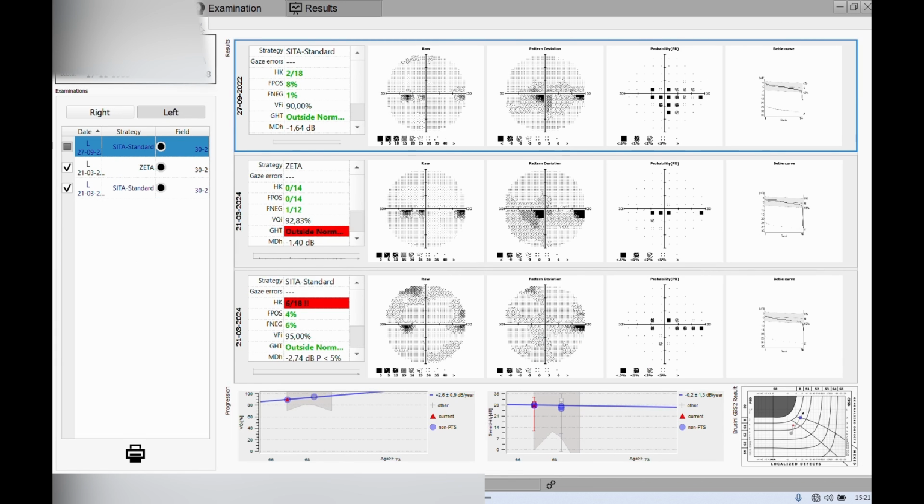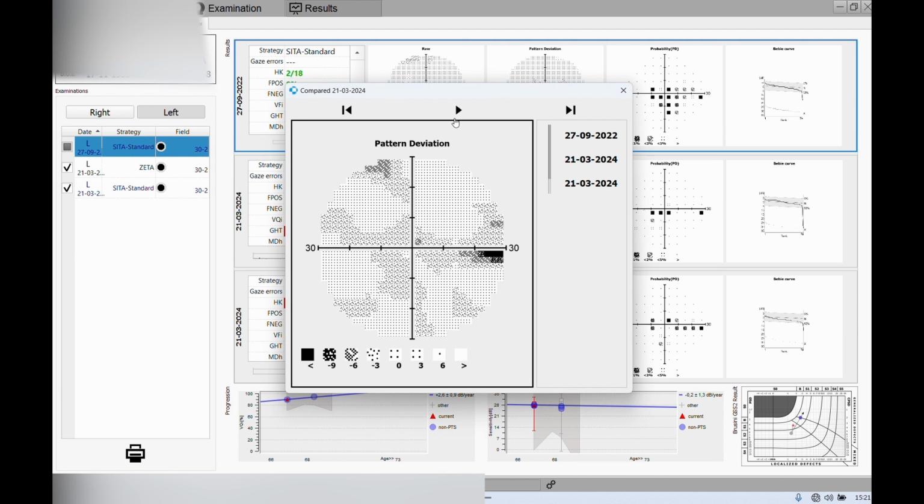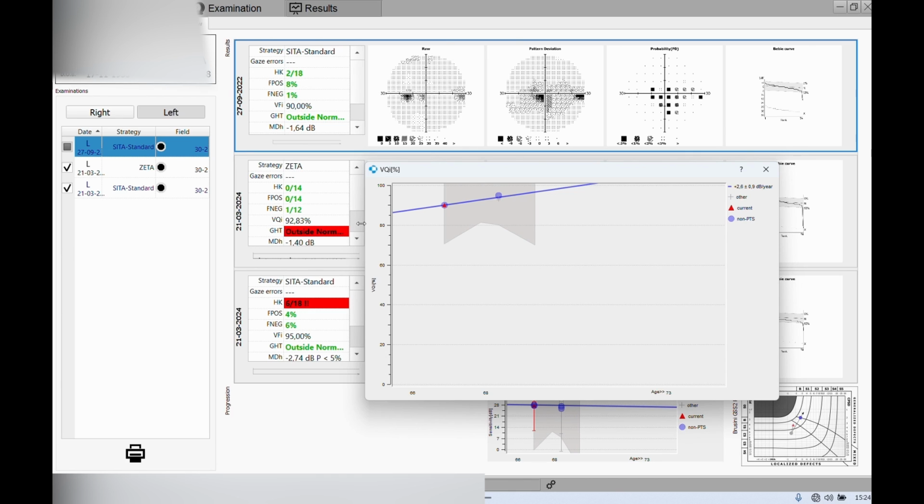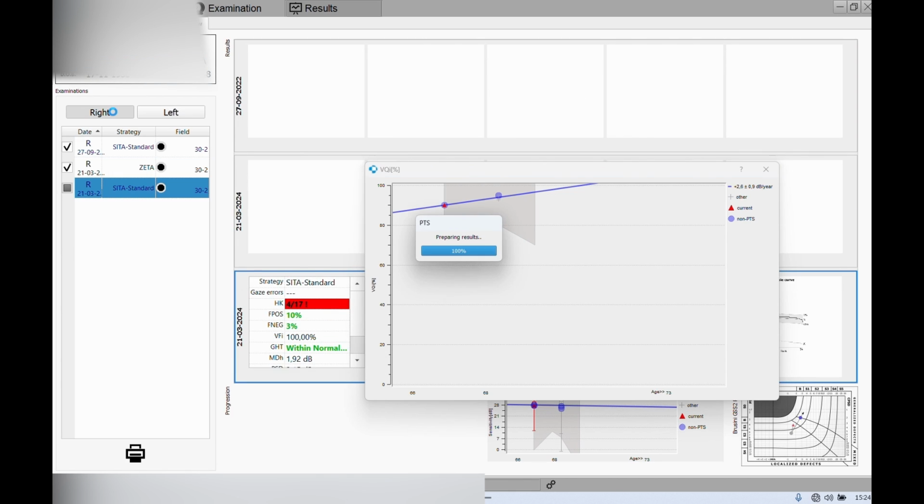And obviously, visual field testing is all about progression and analyzing the past results. So here we can have results from different tests on also different machines, but also on different days, all together on one screen. And what a nice feature is, if you double click on a particular screen, you can see the differences between tests on, let's say, pattern deviation, so you can scroll through them. So here we have the Bebie curve from different tests. We don't see any defects here. Everything is normal. We also have the VFI on Humphrey index, and this is basically the curve.